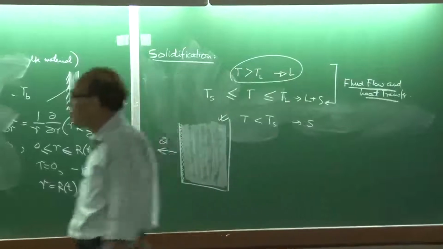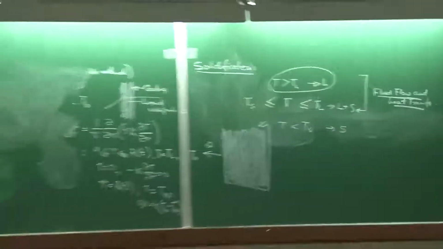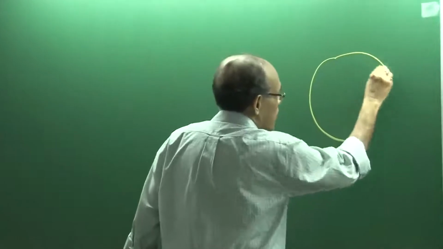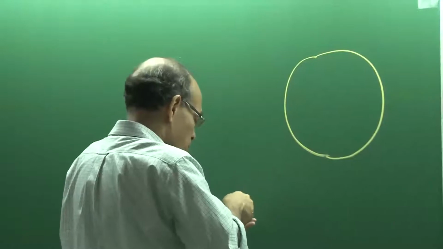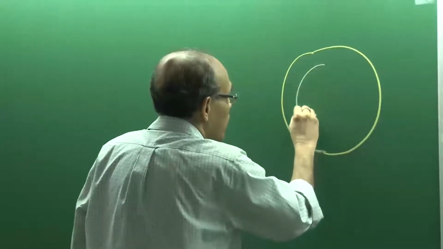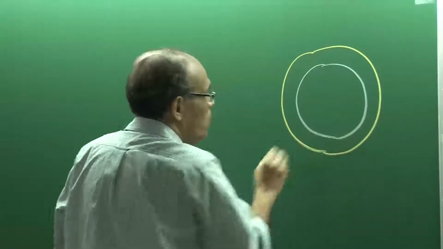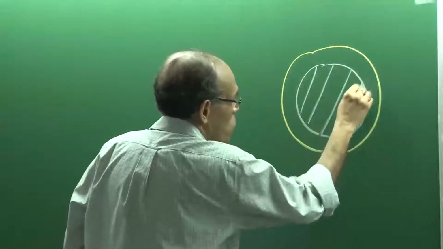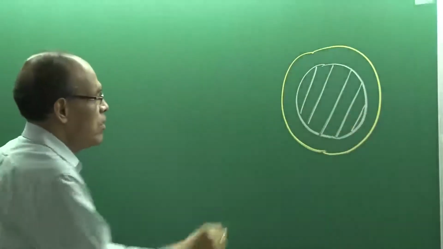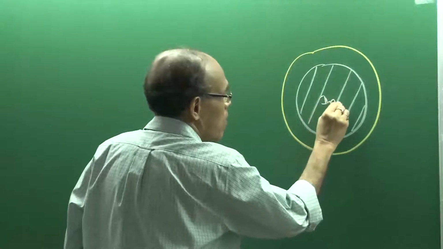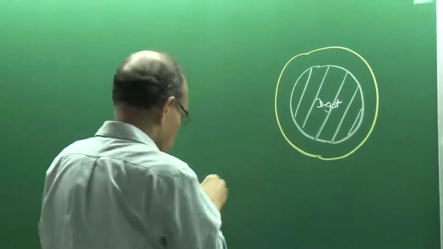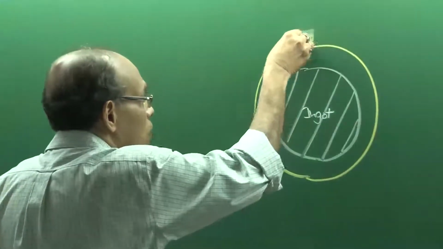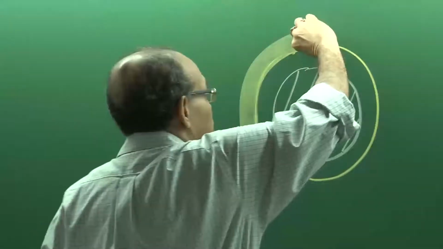Now, if we have the ingot which looks like this, then obviously I am doing an exaggerated figure. This hatched part is my ingot, so I write it ingot, and this yellow part is my mold wall. So the mold has a finite thickness.